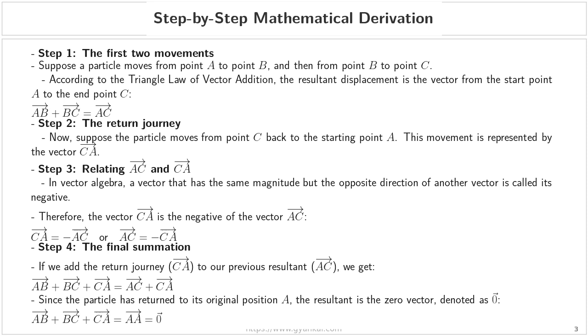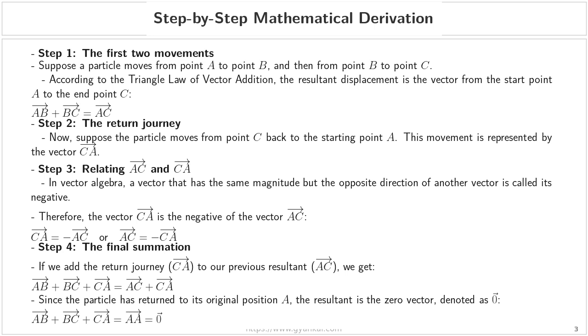Finally, in step 4, we perform the final summation to see the total result. If we add this return journey, vector CA, to our previous resultant, vector AC, we get the equation: vector AB plus vector BC plus vector CA equals vector AC plus vector CA. Now, look closely at the right side of that equation. Since the particle has returned to its original position, the path from A to C and then back to A is essentially a movement from A to A. This results in the zero vector, which we denote with a bold 0. So, we can conclude that vector AB plus vector BC plus vector CA equals vector AA, which equals the zero vector.